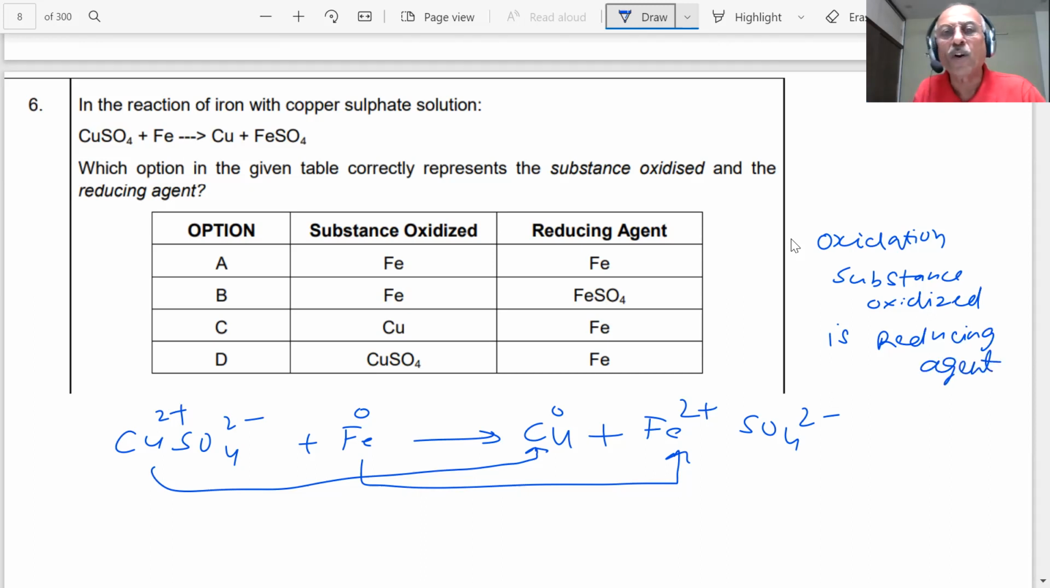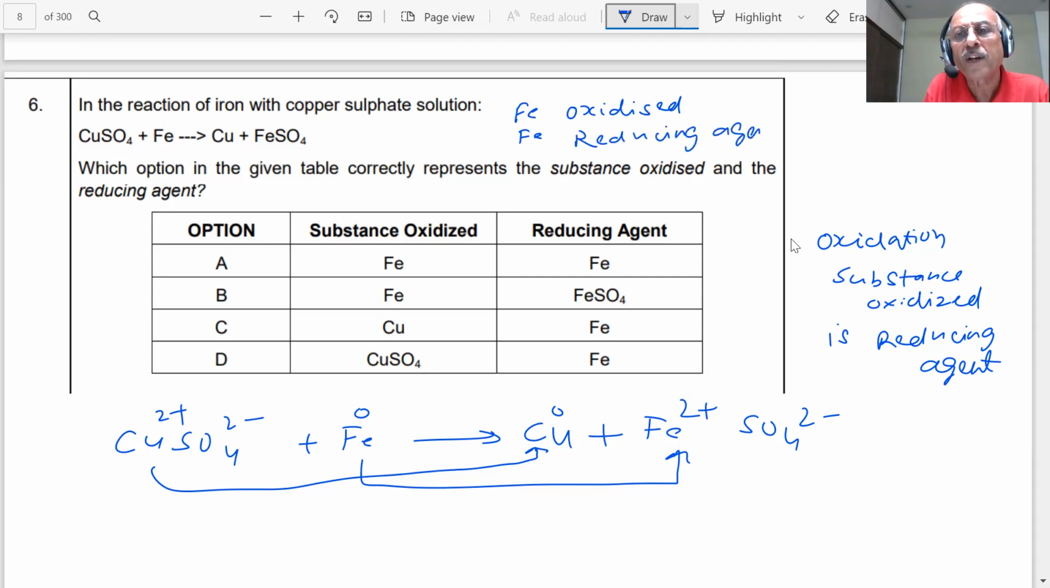But here we are not using oxygen. Here we are using another concept, which is that copper 2 plus is converted into copper 0. So copper 2 plus has been reduced, and iron 0 has become iron sulfate. Iron is oxidized. If iron is oxidized, then iron must be a reducing agent, student. Iron must be a reducing agent.